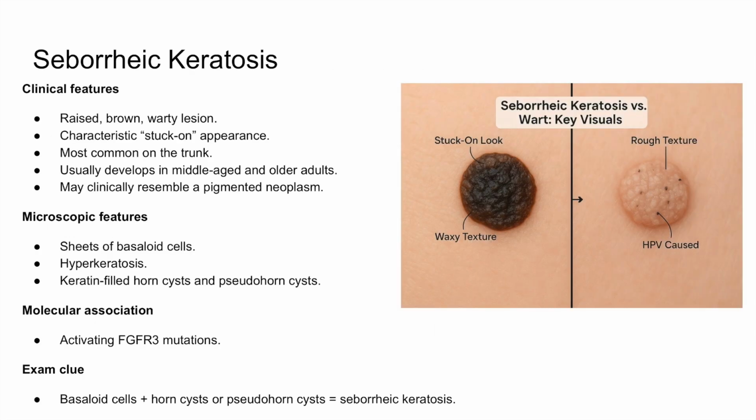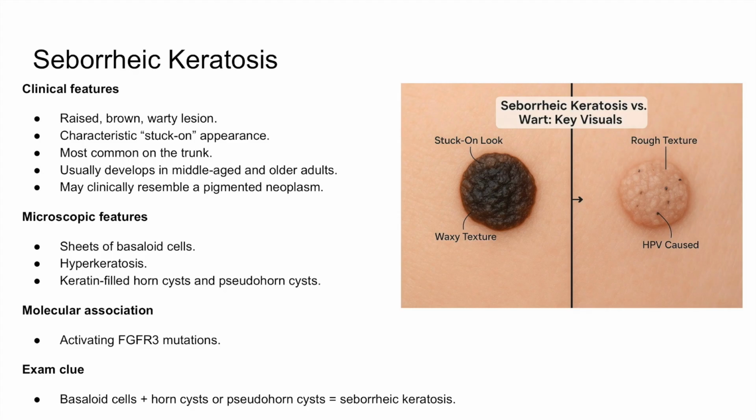So seborrheic keratosis is a common benign epidermal tumor that usually develops in middle-aged or older adults. It appears as a raised, waxy brown or warty lesion with a classic impression that it has been quote-unquote stuck onto the skin. Lesions are especially common on the trunk and may be mistaken for warts, nevi, or melanoma.